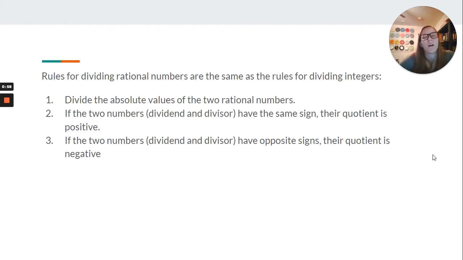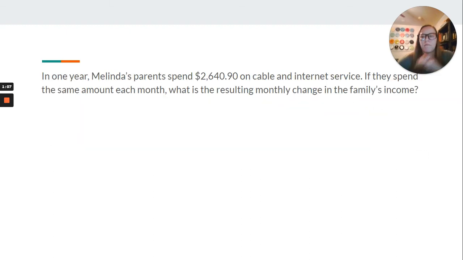Basically the same thing for division. Divide the absolute values of the two rational numbers. If the two numbers have the same sign, the quotient is positive. If they have opposite signs, the quotient is negative.